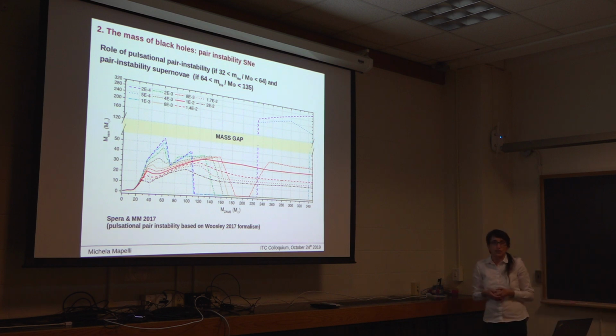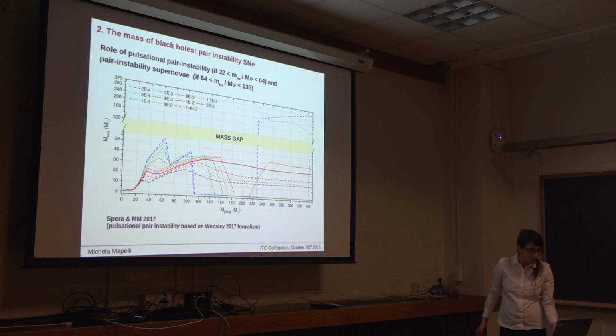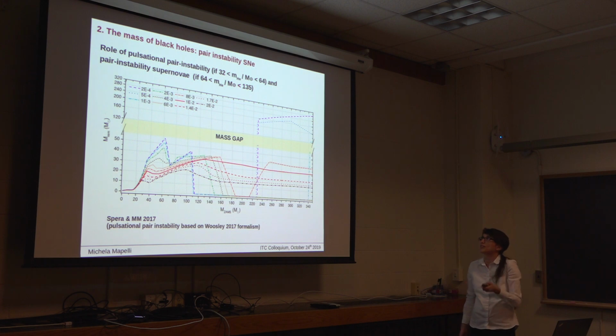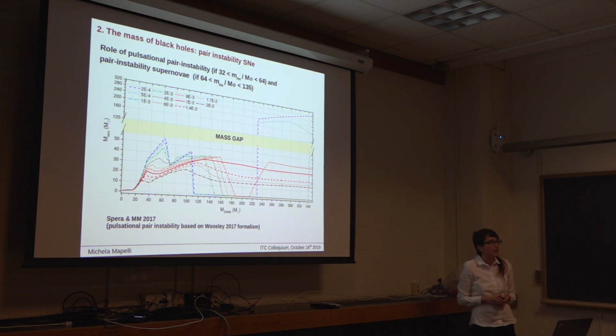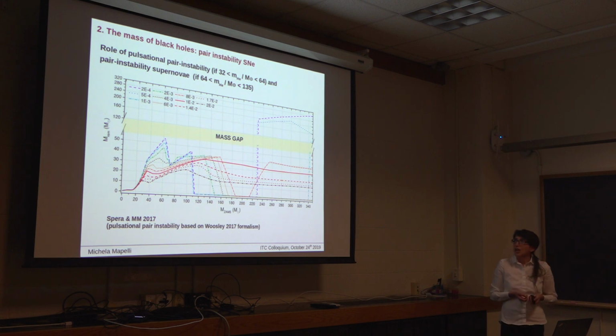This means that the core contracts, and the contraction can switch on nuclear burning, like oxygen, neon, even silicon, and this can seriously perturb the evolution of the star. If the mass of the helium core, the central core, is between roughly 60 and 130 solar masses, then this pair instability can lead to the complete disruption of the star, leaving no remnant.